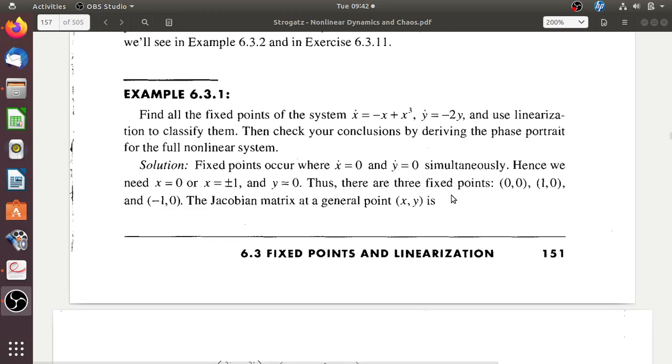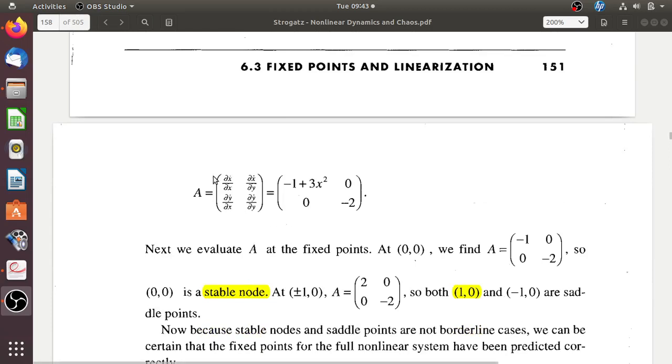First let's identify the Jacobian matrix. I have to use these equations and find this A matrix using this formulation. If I do that, I will get this equation, which is in the form of x. Luckily we don't have the y dependence. Fine. Now let's try to identify what kind of fixed point (0, 0) is.